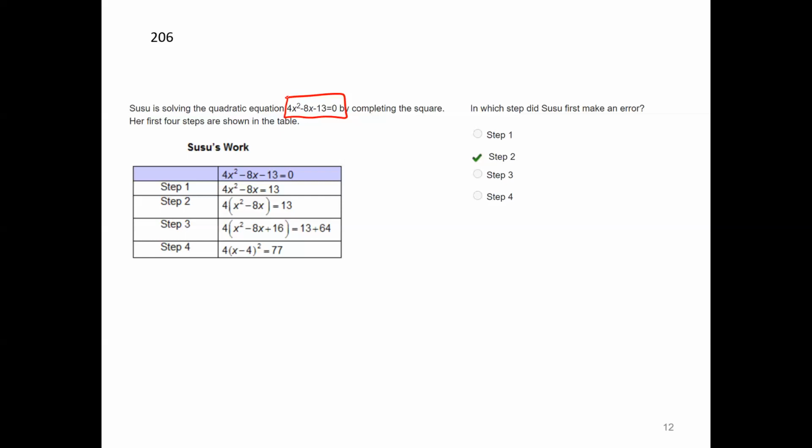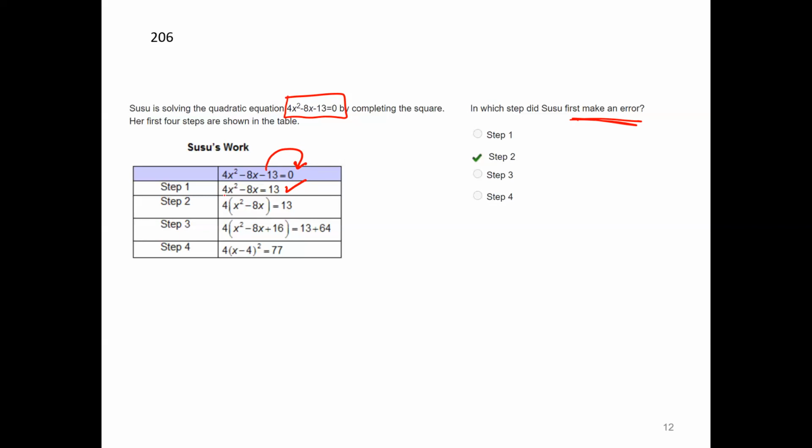And for those of you guys who are already doing that, thank you for doing that. By completing the square, which step did she make her first mistake? Okay, so step number 1. If I look at this right here, she moved the 13 over to the right side and it's a positive 13. So far that looks good.